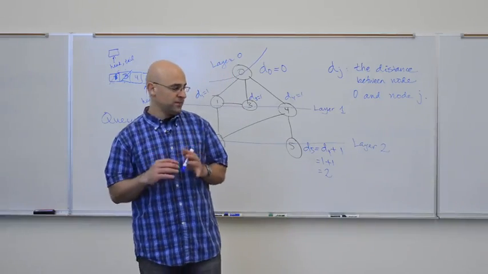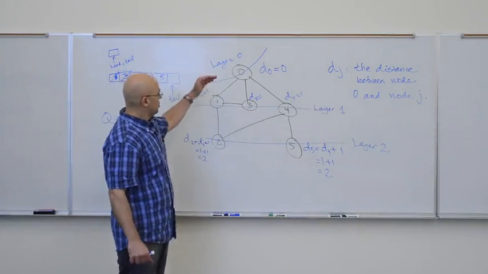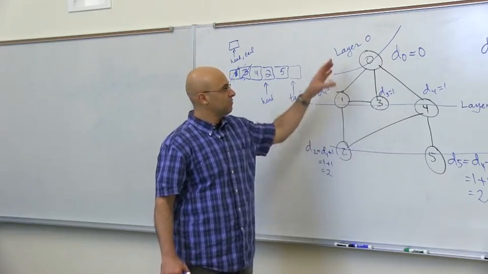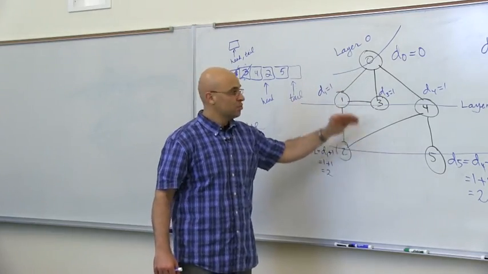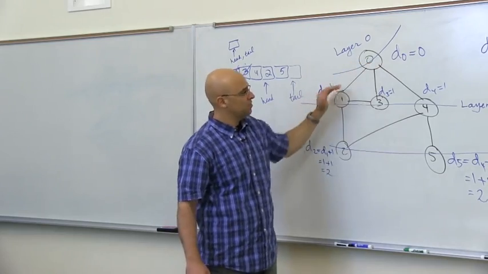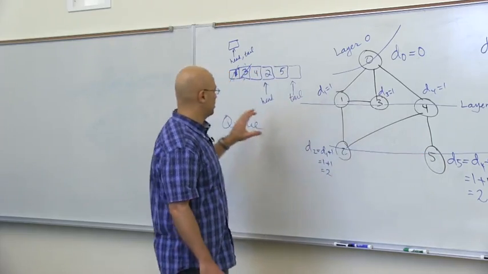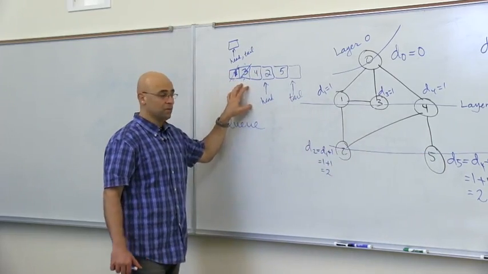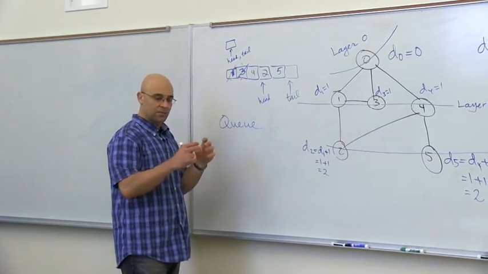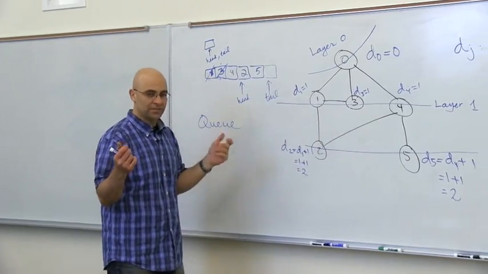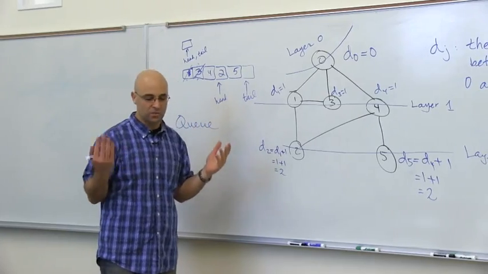Okay, so we have seen that to compute distances in the graph, we can proceed in layers. To proceed in layers and deal with this node first, then these nodes second, then these nodes, we needed to use a data structure that we call the queue. Again, think of a queue as a list that has two endpoints. One is called the head, one is called the tail.